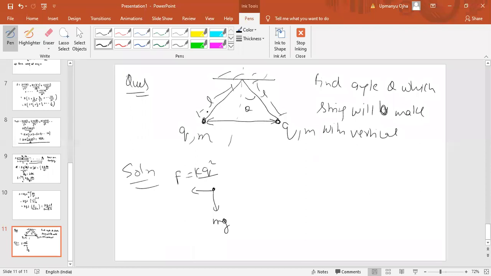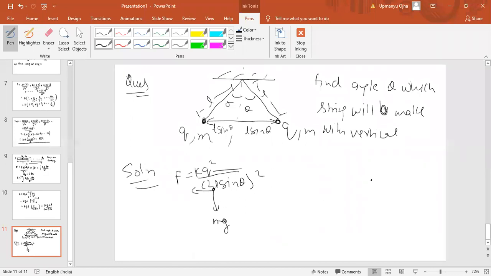Now if you look at this, the length is L and this angle is theta. So what should be the value of this? It should be L sine theta. And again from the center it should be again L sine theta. Therefore the distance between these 2 point charges is 2L sine theta. So the electrostatic force acting on the bob will be kq square by (2L sine theta) whole square. Mg is acting downward.